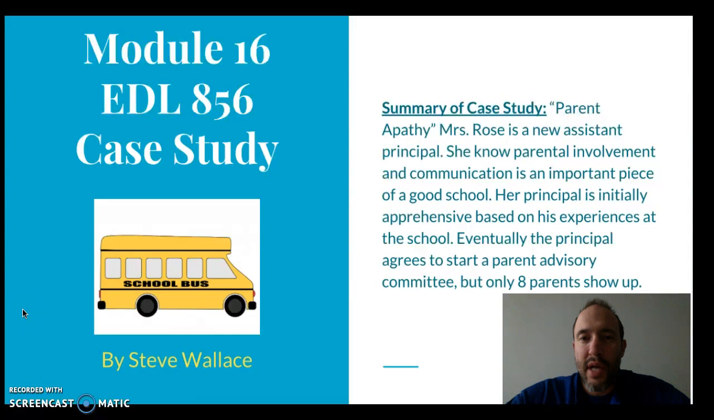At first the principal is pretty apprehensive. He likes things the way they've been, and feels like he talks to who he needs to talk to get the information, get the pulse of the school and the pulse of the parents. The assistant principal continues to talk with the principal about it, and finally the principal decides maybe it would be a good idea to have a parental advisory group, not a PTA or anything like that. They send out a notice via the kids that this meeting is going to happen, but only 8 parents show up. And that's kind of where we're left hanging in the parent apathy case.